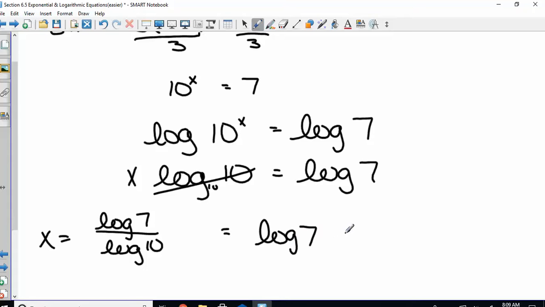So, a few shortcuts to watch for. If you don't catch them, you'll get it when you plug it in the calculator, but it can save you some time. So that's the exact answer, log of 7, and the approximation is 0.8451.